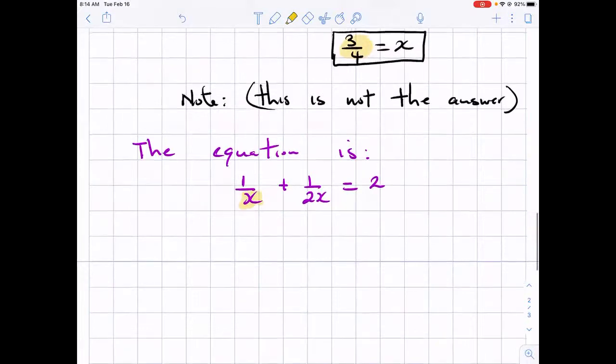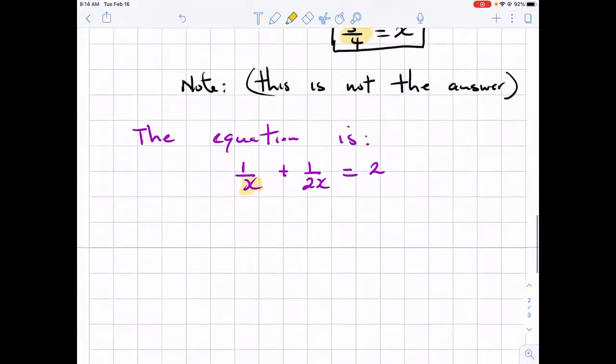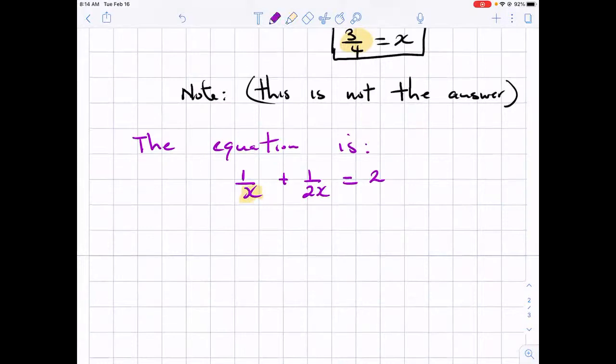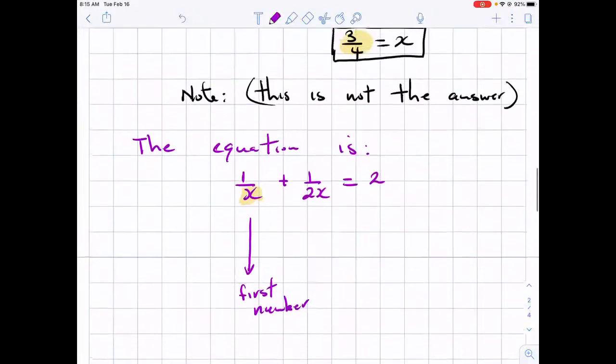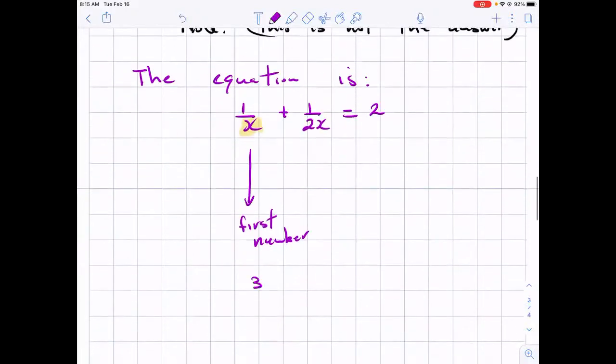So now we have to simplify. To find the first number, we will have to plug in the value of x. We still have to plug in our value of x. So our first number here is 3/4. Okay, we have the first number.